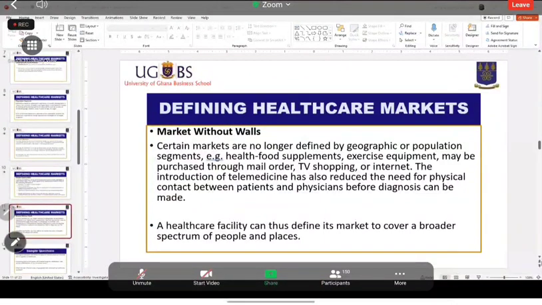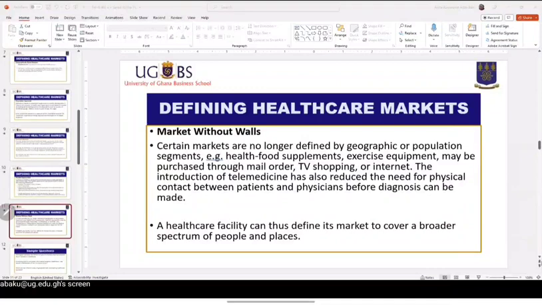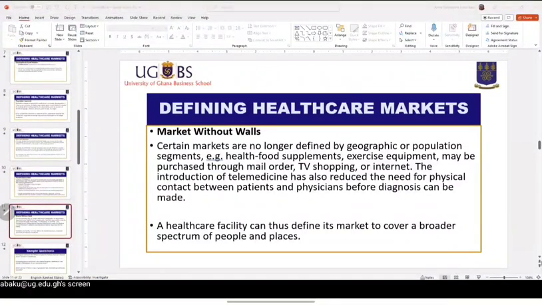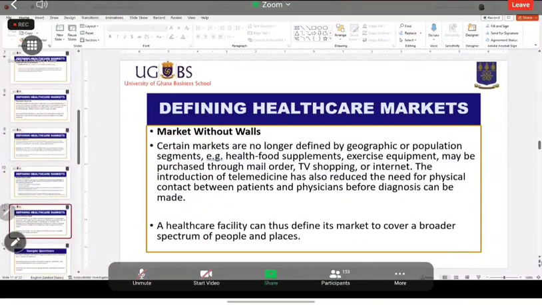And there's also the issue of telemedicine and all that. You don't have to be in a particular specific geographical location or belong to a particular population segment to be able to enjoy the services of telemedicine. And so these days, increasingly, we are having markets without walls. As a healthcare facility, you can choose to have markets without walls where you reach out to the whole world as long as you're able to deliver your services to people wherever they are. So now it's like there are no more limits. And I'm sure you can attest to that.